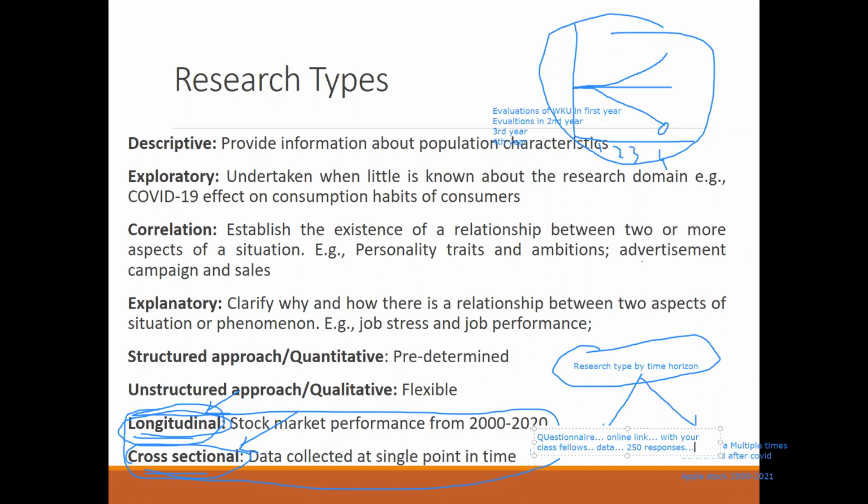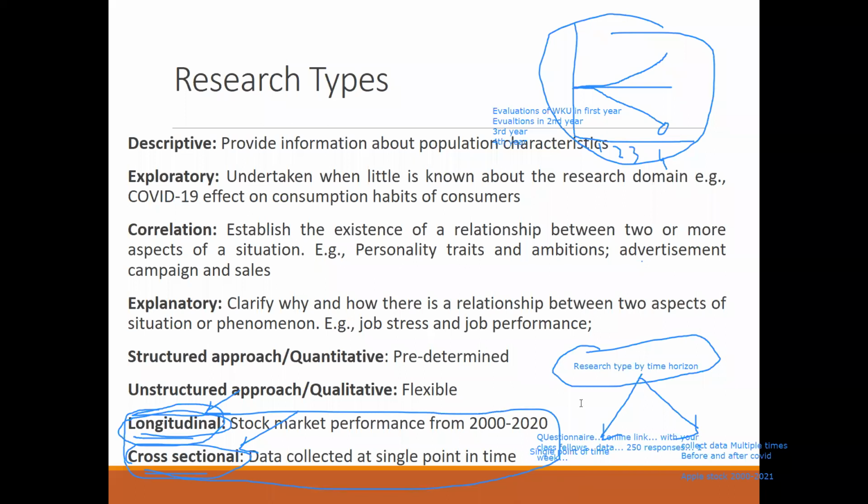And although those responses are collected in 1 week, it will still be single point in time data. Why? Because you did not take into consideration the effect of time in your data. So if you are using a questionnaire to collect data, and even if you are able to collect your responses in 2 weeks or 3 weeks, it will still be cross-sectional data.